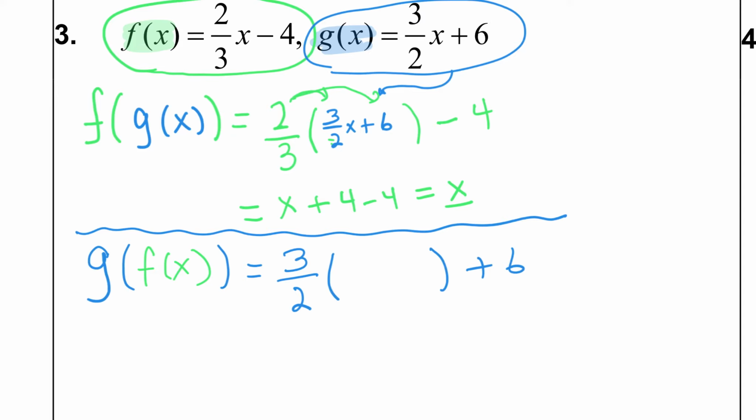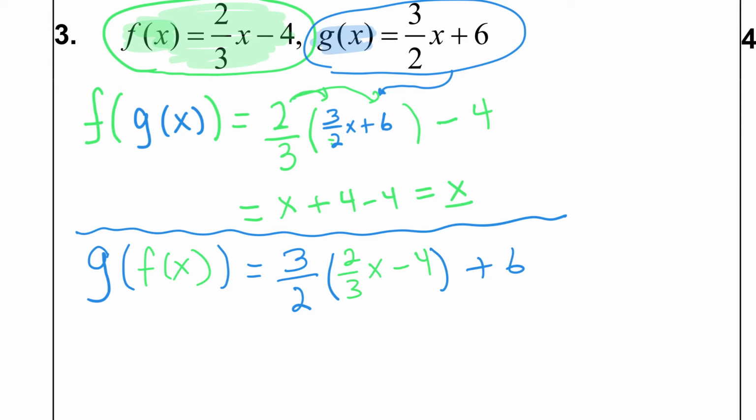So what goes here in the input? Think about it for a minute. You see the green f of x? What goes in there for an input? I'm going to give you a hint. I'm going to highlight. So whatever's in green will be your input. So your input will be 2/3 x minus 4.